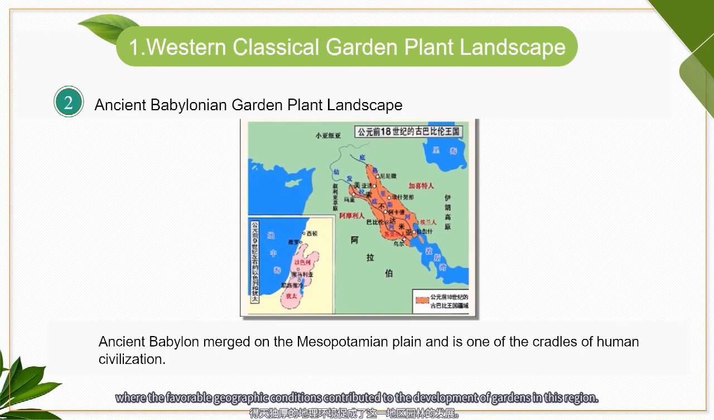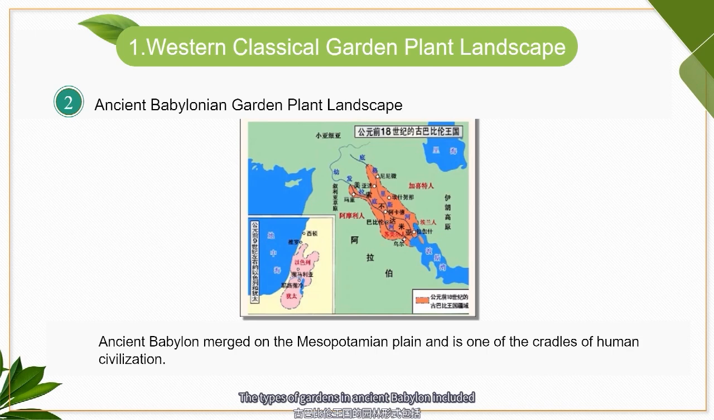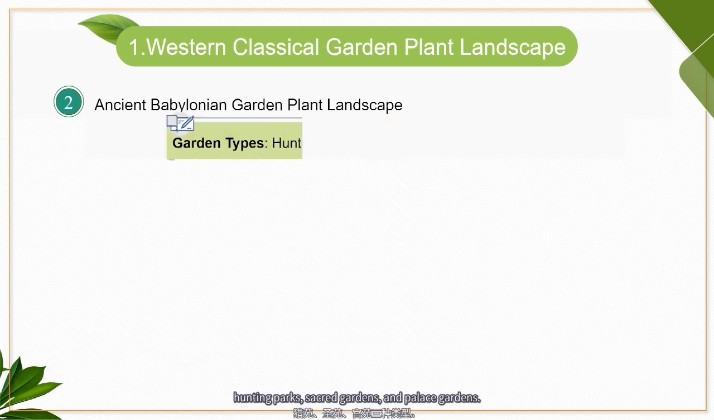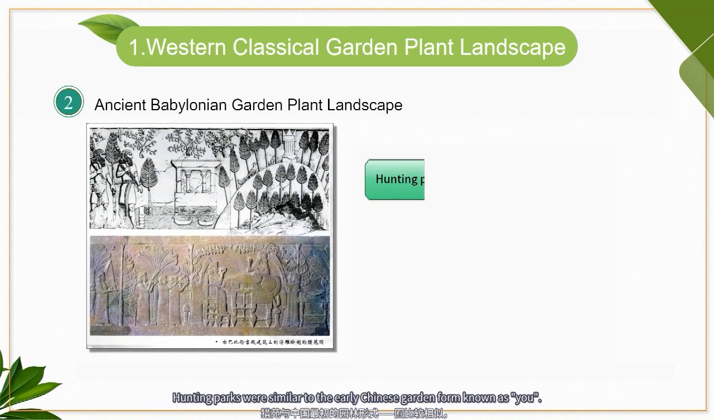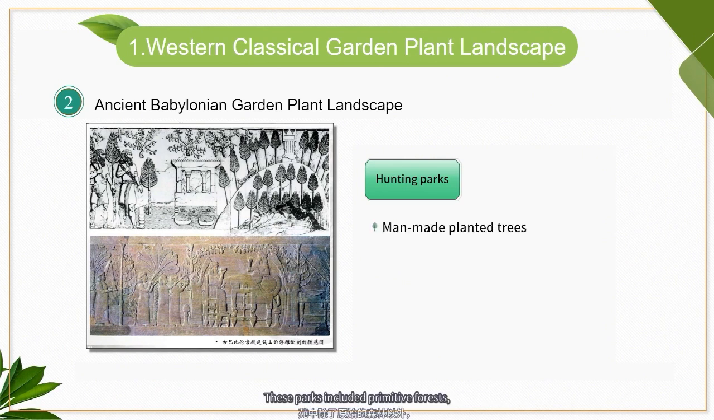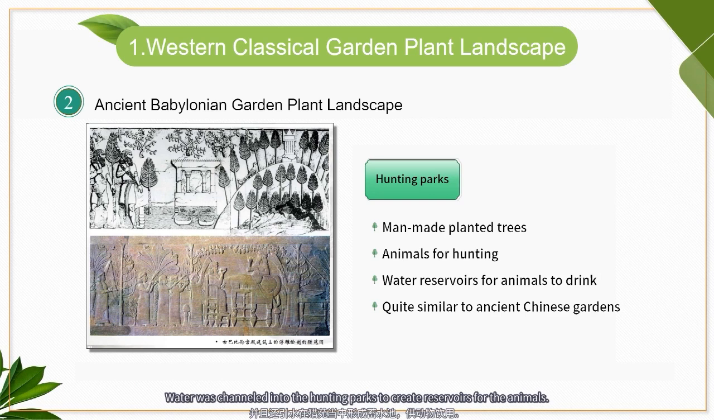Ancient Babylon emerged on the Mesopotamian plain, where the favorable geographic conditions contributed to the development of gardens in this region. The types of gardens in ancient Babylon included hunting parks, sacred gardens, and palace gardens. Hunting parks were similar to the early Chinese garden form known as you. These parks included primitive forests, planted with pomegranates, grapes, and other plants, and were home to various animals. Water was channeled into the hunting parks to create reservoirs for the animals.